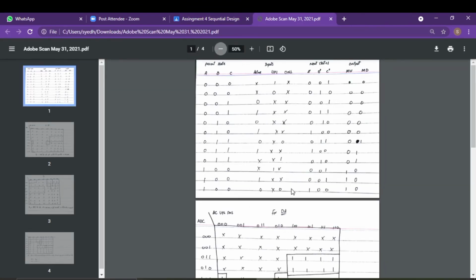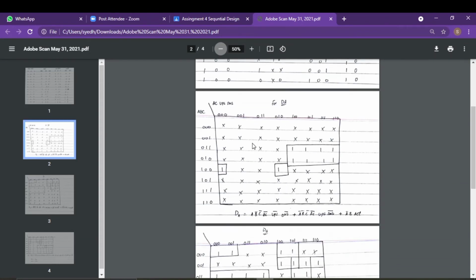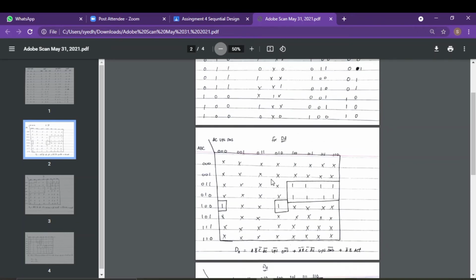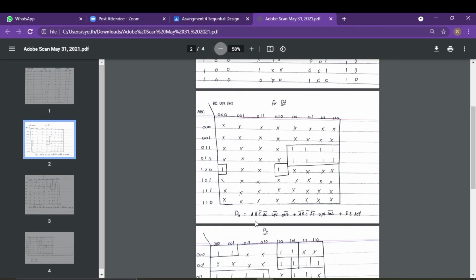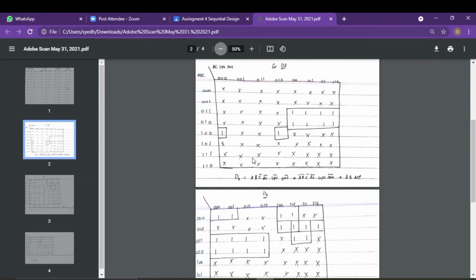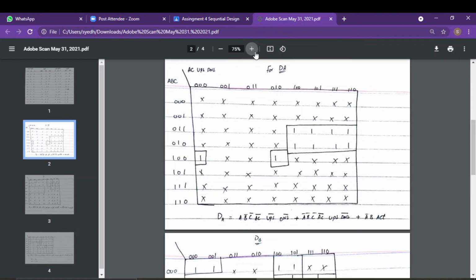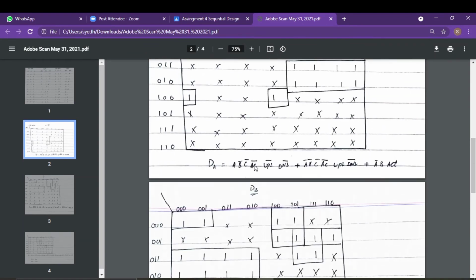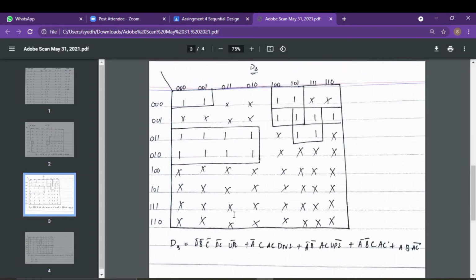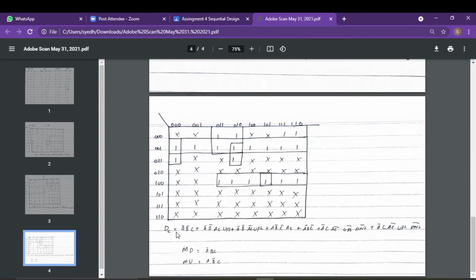This is the state table I made, and here you can see that the total number of bits is 3. So the 8 cross 8 K-map mapping will be done, and all the boxes that are not ones will be considered as don't care. Then, relating this with the equations, we have made the equations like that. Let me zoom in and show you how I made this. This is the equation for DB, and this is the equation for DC.